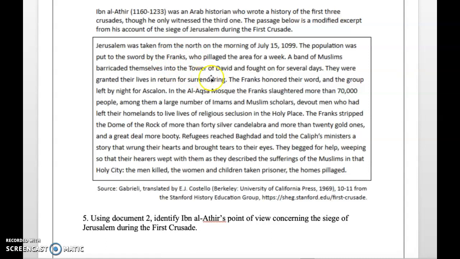The population was put to the sword by the Franks, who pillaged the area for a week. A band of Muslims barricaded themselves in the Tower of David and fought on for several days. They were granted their lives in return for surrendering. The Franks honored their word, and the group left by night for Ascalon. In the Al-Aqsa Mosque, the Franks slaughtered more than 70,000 people, among them a large number of imams and Muslim scholars, devout men who had left their homelands to live lives of religious seclusion in the holy place. The Franks stripped the Dome of the Rock of more than 40 silver candelabra and more than 20 gold ones, and a great deal more booty.